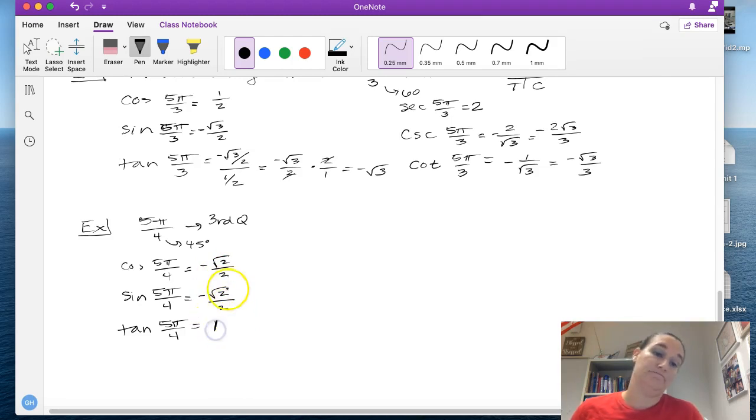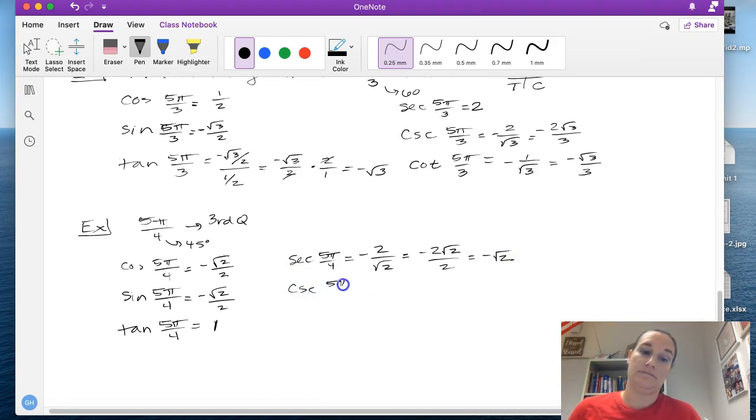It's just going to be 1, because you have negative square root of 2 over 2 over negative square root of 2 over 2. So that's going to be 1. Then we do the reciprocal. Secant is going to be negative 2 over the square root of 2. If you rationalize that, that is 2 square root of 2 over 2, or just square root of 2, and negative. And then cosecant is going to be the same thing.